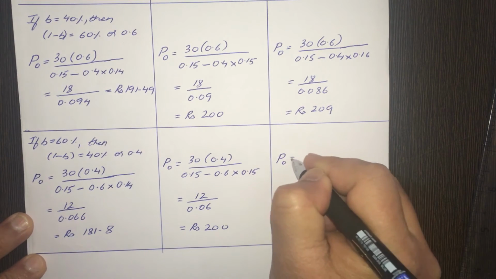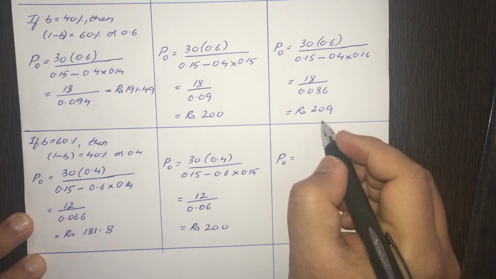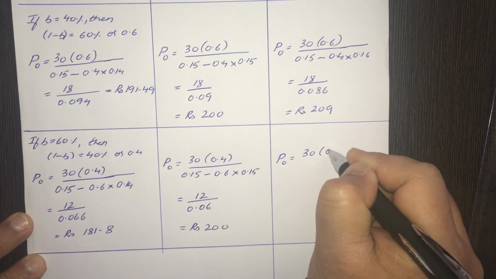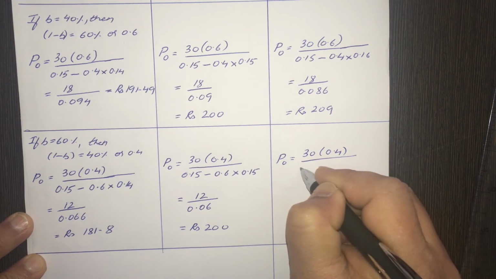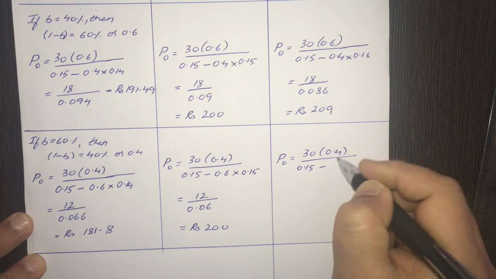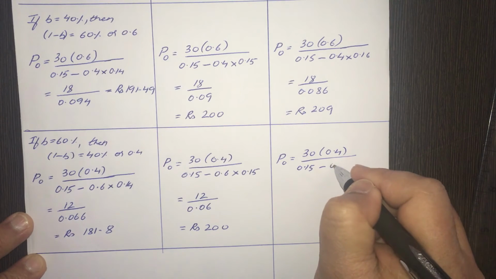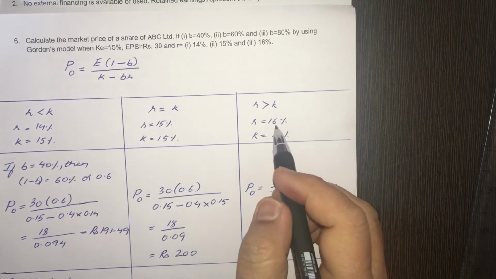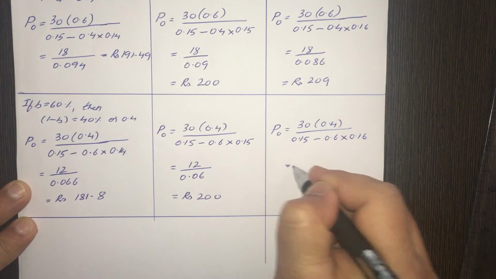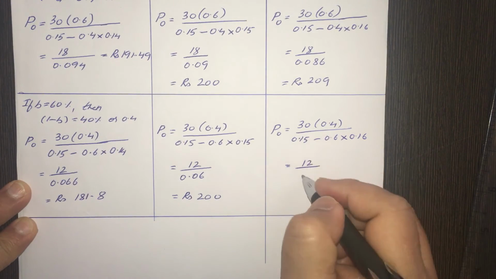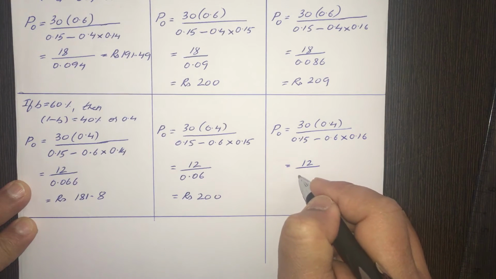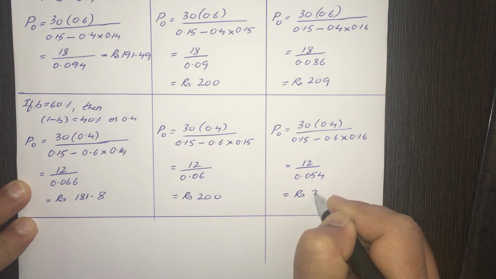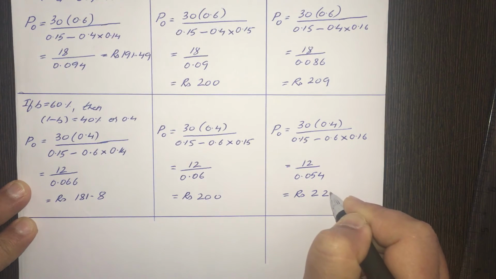And here also, when B is 60%, so 30 into 1 minus B, which is 0.4, divided by K, which is 0.15 minus 0.6 into 0.16. Why? Because R here is 16%. So you'll get 12 divided by 0.054, equals 222.